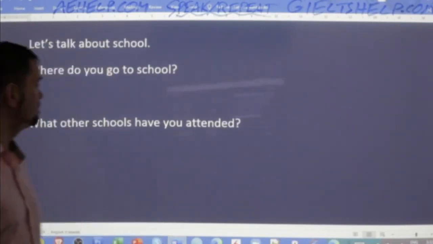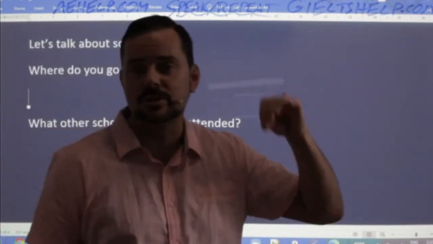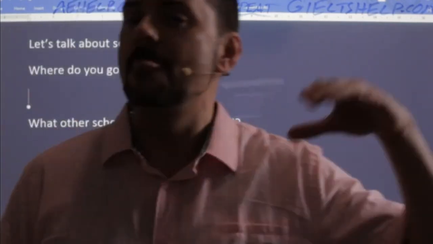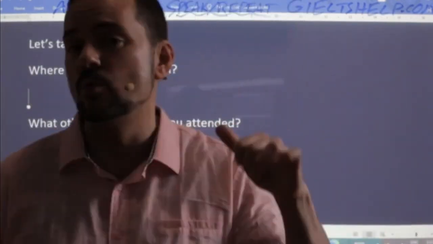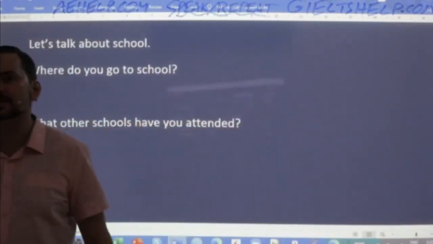The question is present tense. It's where do you go to school now? So if you do go to school, some form of school right now, that's what you should be talking about, not where you went to school, but where you go to school, okay? Pay attention to the tense of the question.